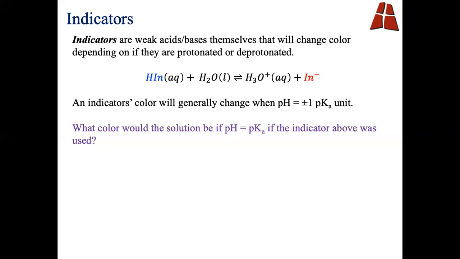And that is because we would have an equal amount of our protonated indicator and an equal amount of our deprotonated indicator. So we would have equal parts red and blue, which would make things purple. Okay.